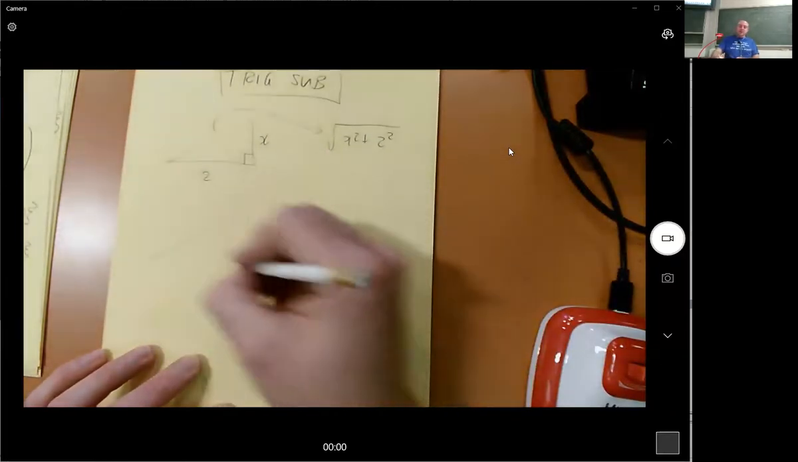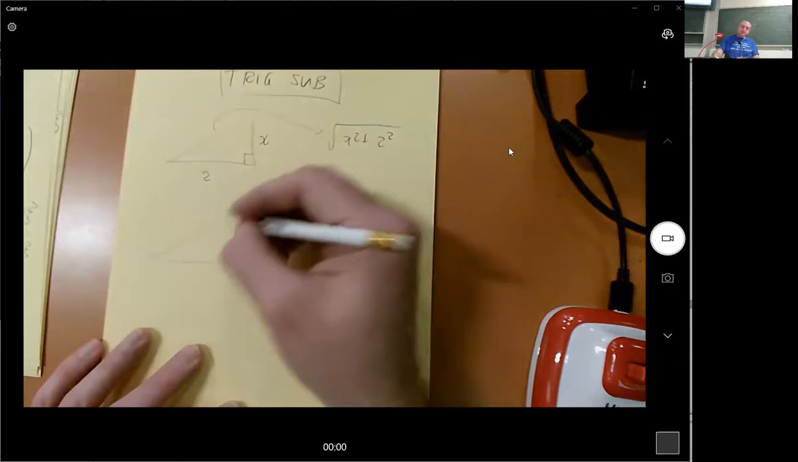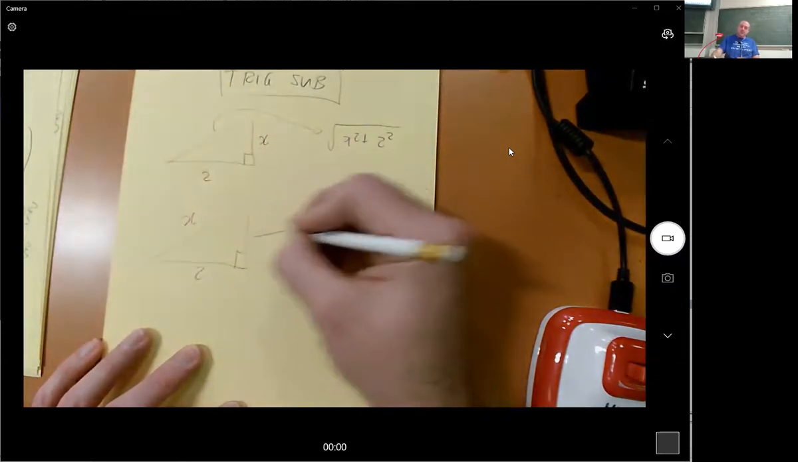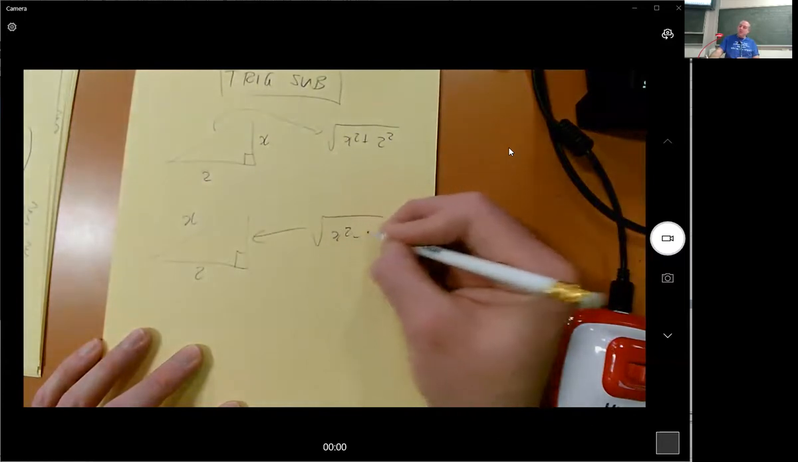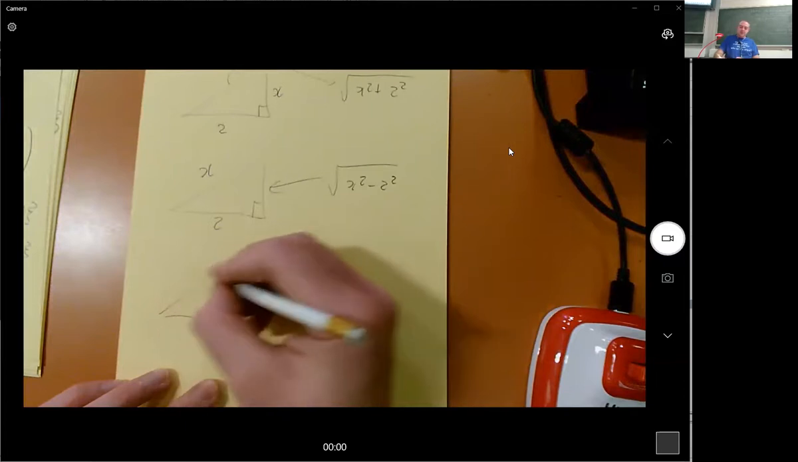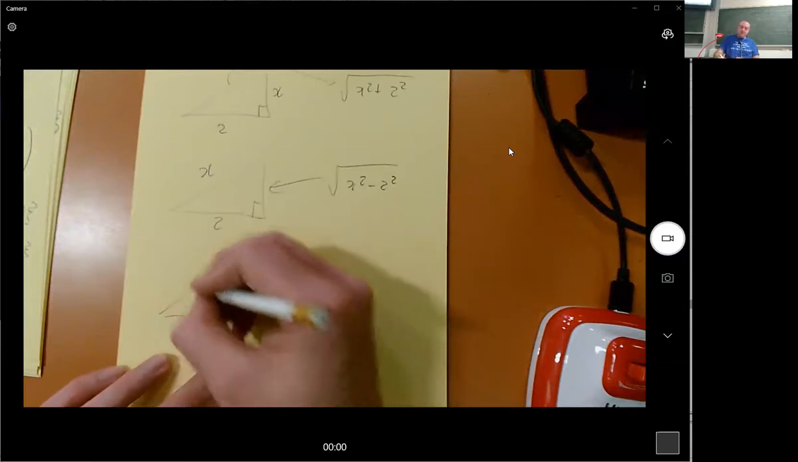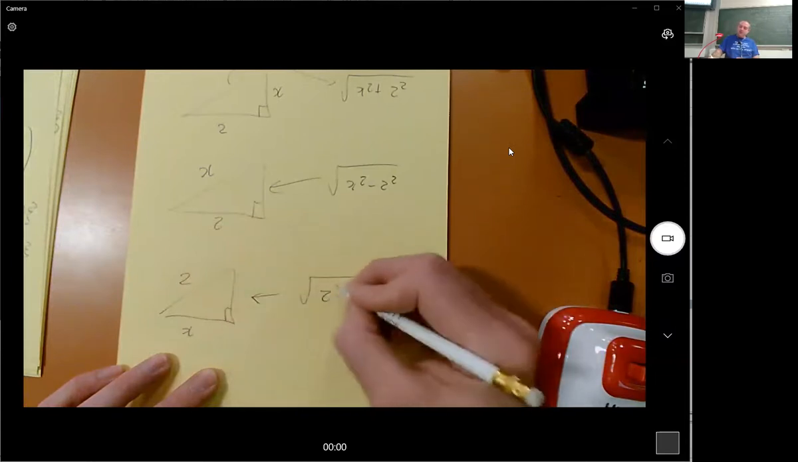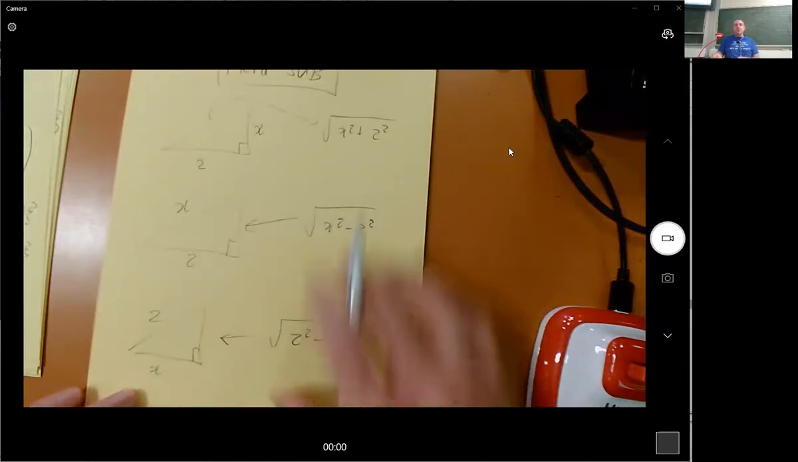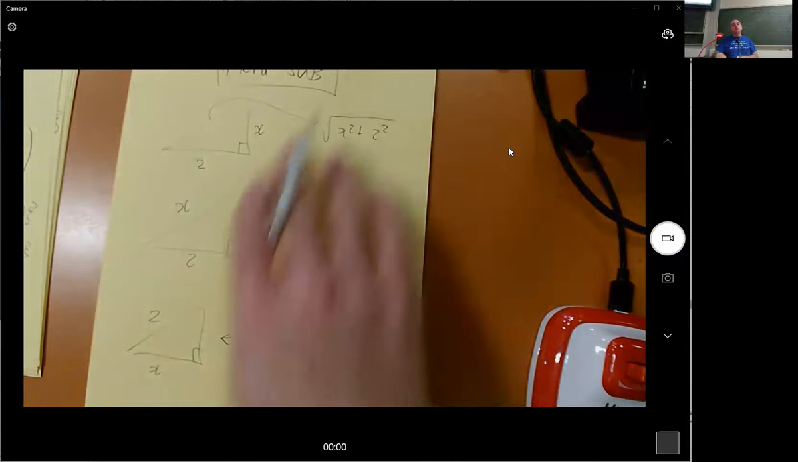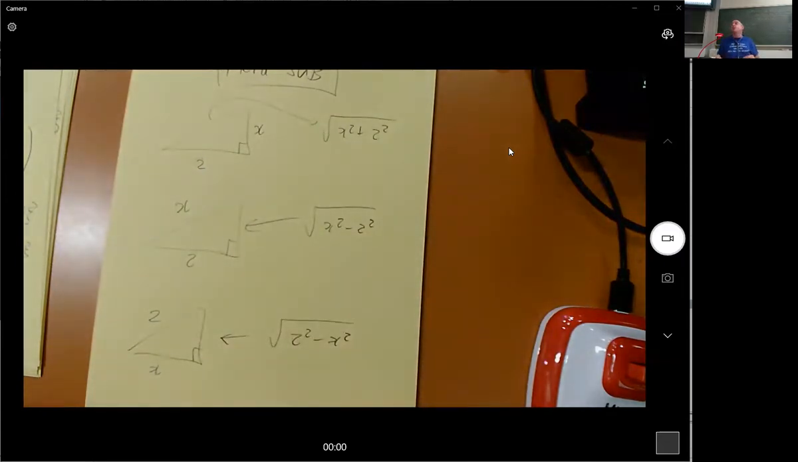But if you have a triangle like this, then this side will be the square root of x squared minus 2 squared. And if you have a triangle like this, then this side will be the square root of 2 squared minus x squared. So these sorts of things come about when you're trying to solve things using Pythagoras' theorem. And those things being in an integral is what trig substitution is designed for.